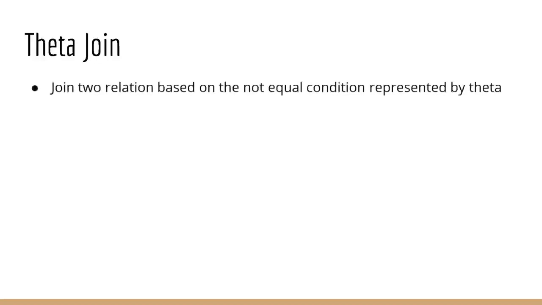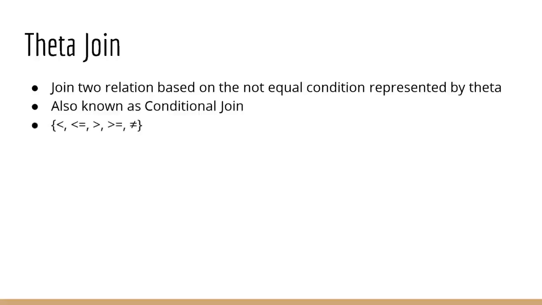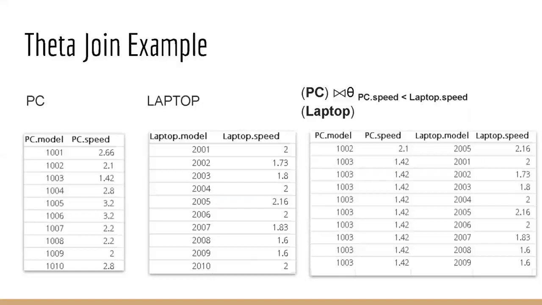Theta join. It joins two relations based on the not equal condition represented by theta. It is also known as conditional join. Here are the sum of the conditional operators. And the notation is, in this example, our condition is PC speed less than the laptop's speed.